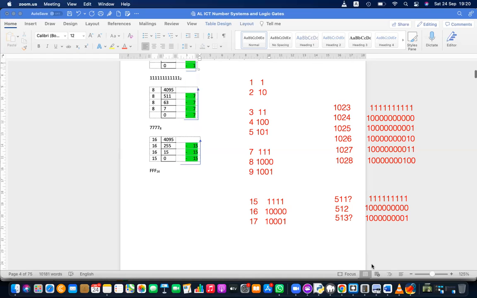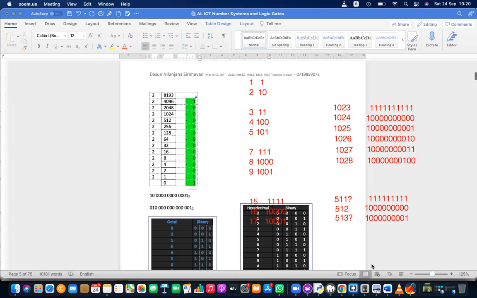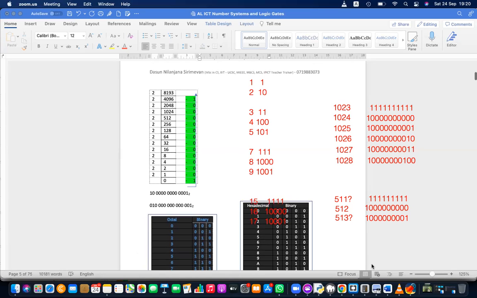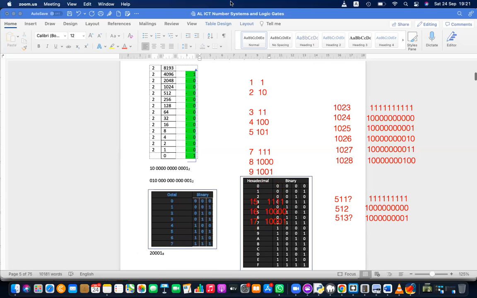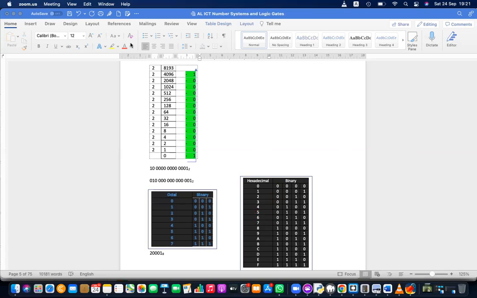The next one is 8193. Now you are convenient with the table, so you can use the table also, right? After dividing 8,192, therefore, you get this. Then write 3 by 3, you get this in octal. Compare with the octal table, you will get this.